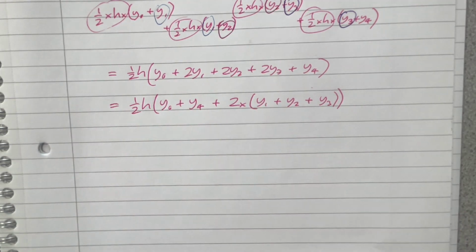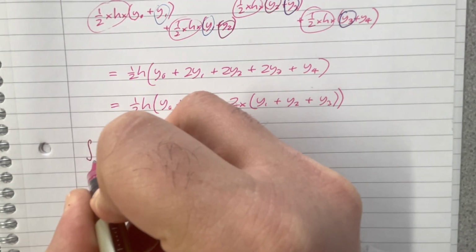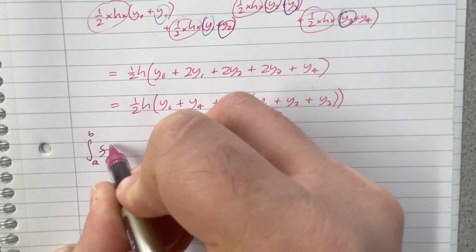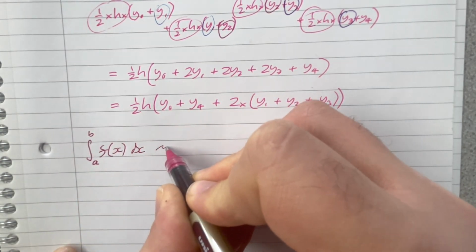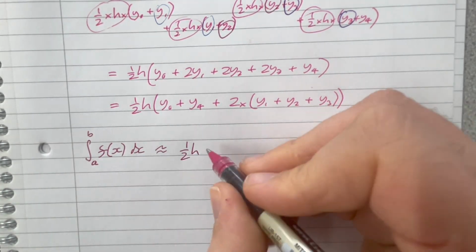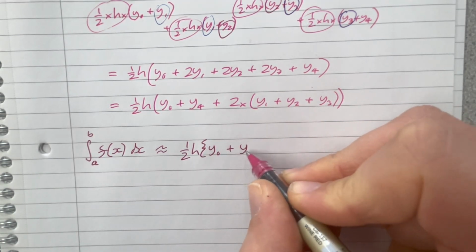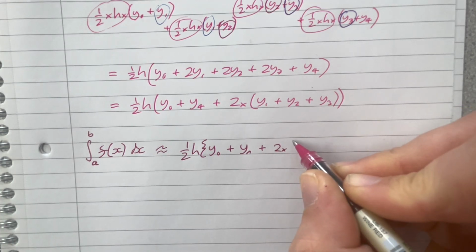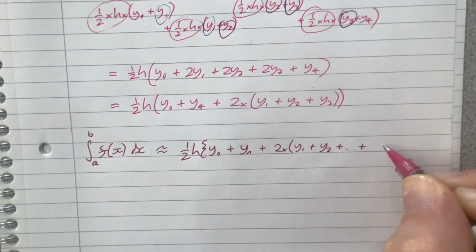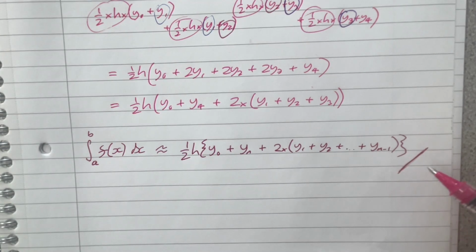So to generalize this one step further, what we do is we say the integral from a to b of f of x dx is approximately, because it is an approximation, a half times h into {y0 plus yn plus 2 times (y1 plus y2 plus ... plus yn minus 1)}. And that is the trapezium rule formula.